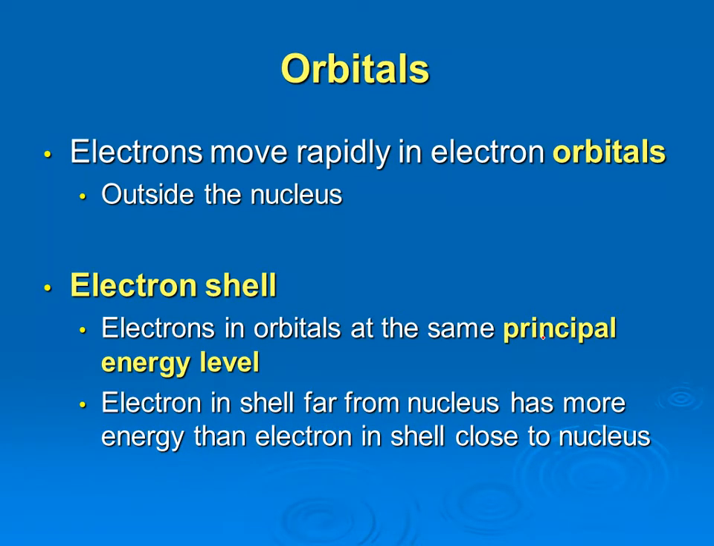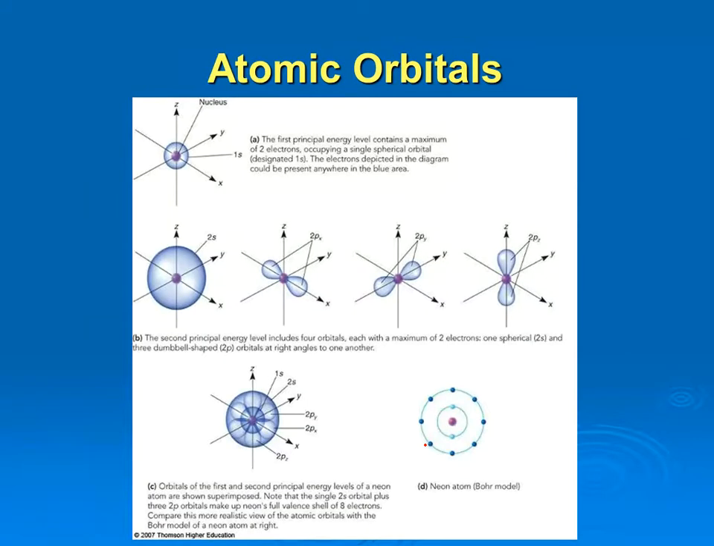One thing to note is this statement here at the bottom: electrons in shells far away from the nucleus have more energy than the electrons in the shells that are closer to the nucleus. We'll show you some examples of that. Again, this is on page 29 if you're following along in the textbook. This shows you different examples of atomic orbitals and where the electrons may be residing.